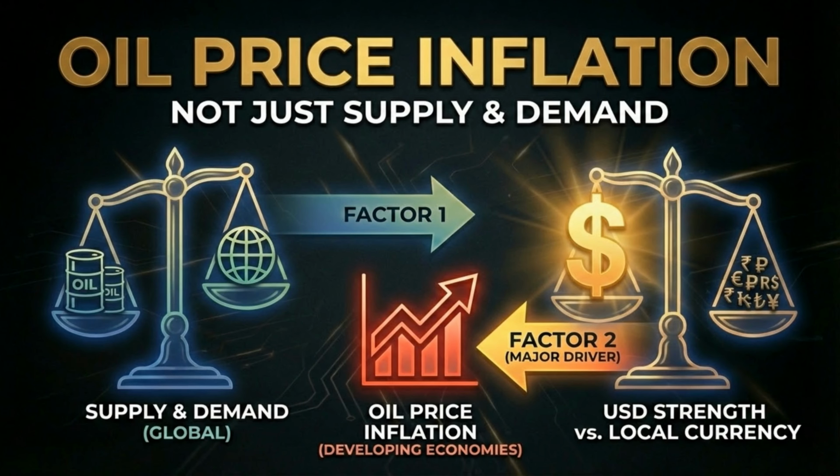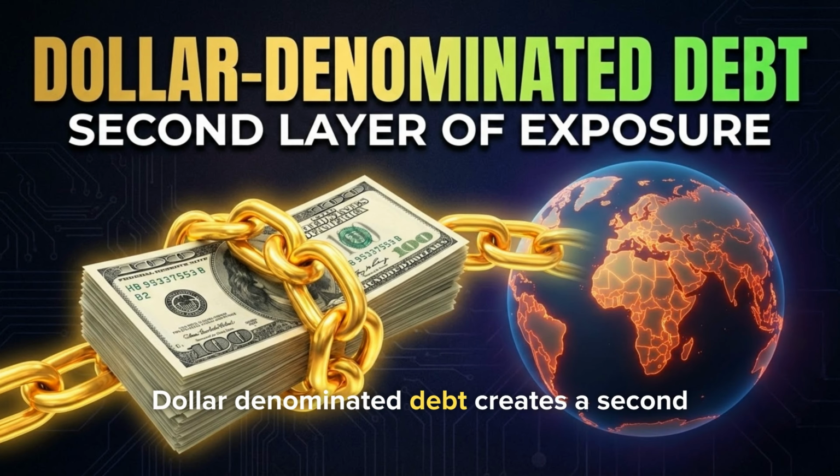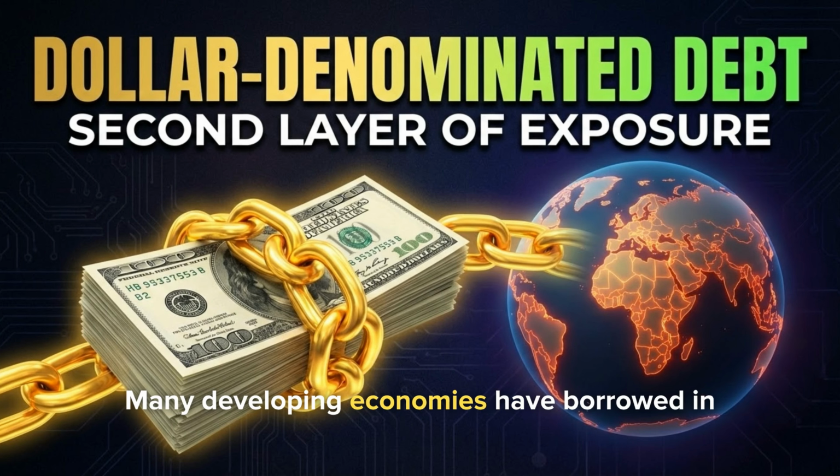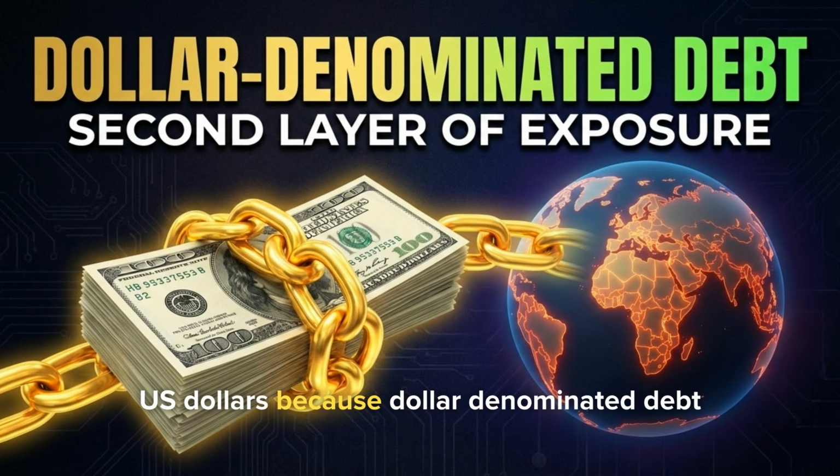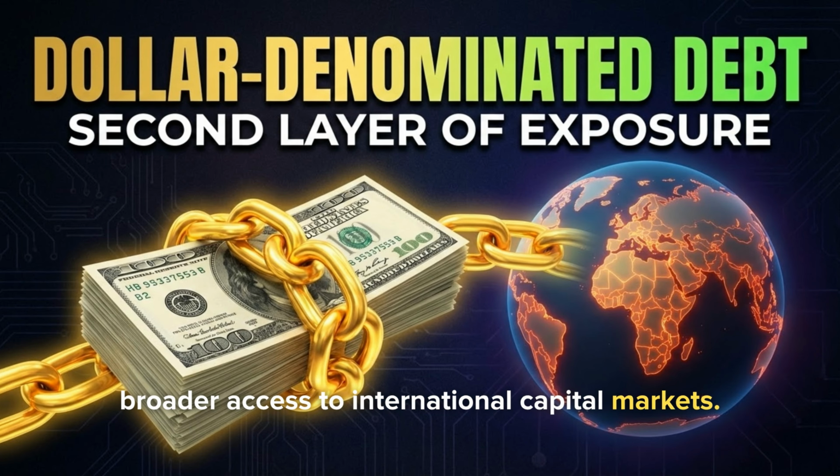This means oil price inflation in developing economies is partially determined not just by global oil supply and demand, but by the strength of the US dollar relative to local currencies. Dollar-denominated debt creates a second layer of exposure. Many developing economies have borrowed in US dollars because dollar-denominated debt historically offered lower interest rates and broader access to international capital markets.